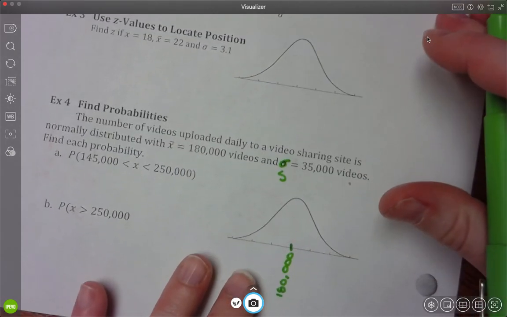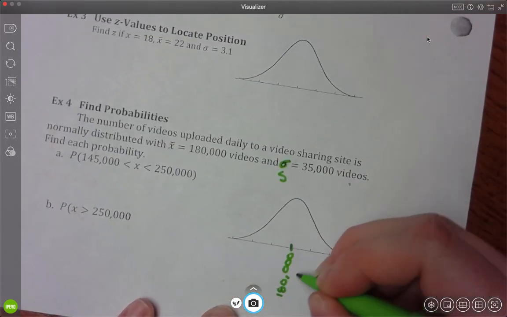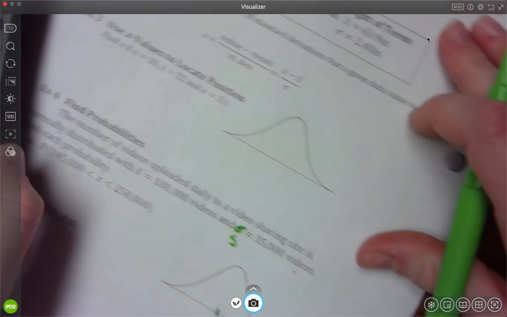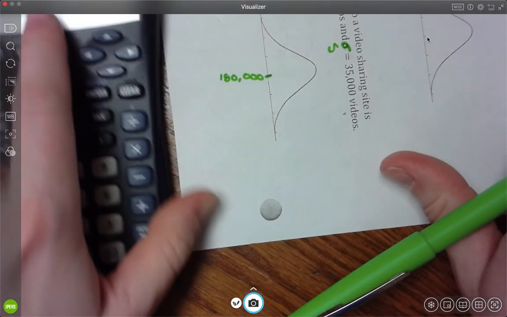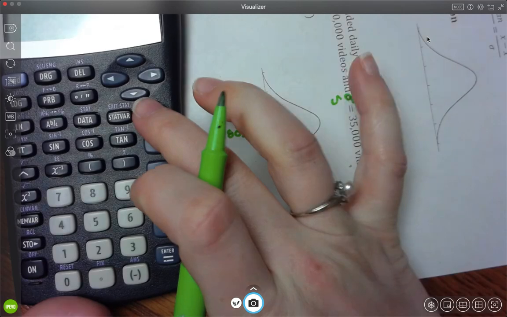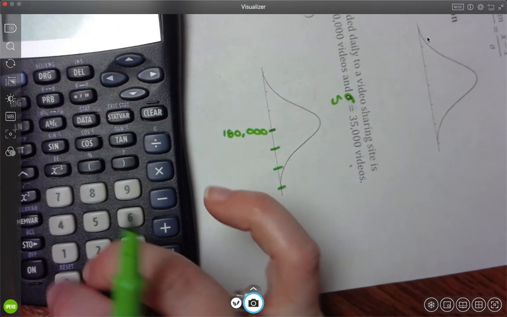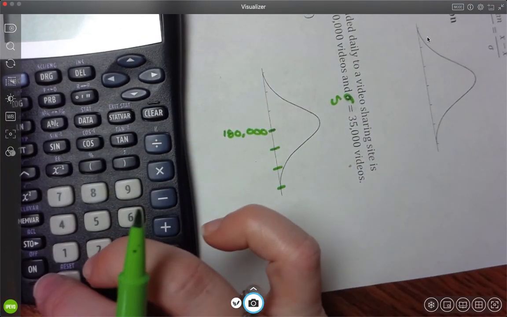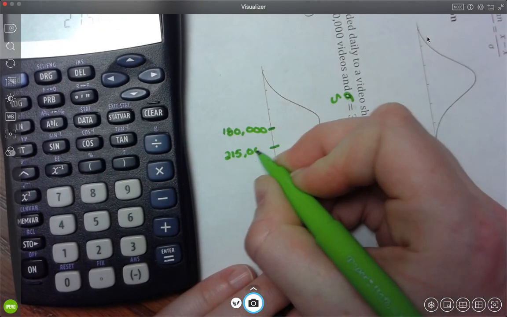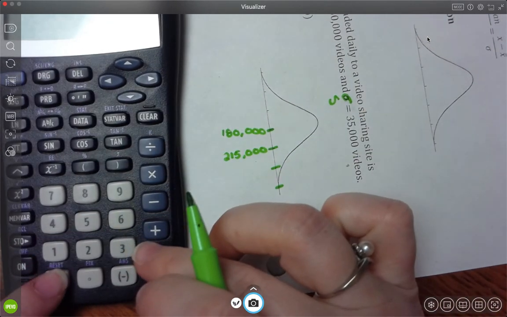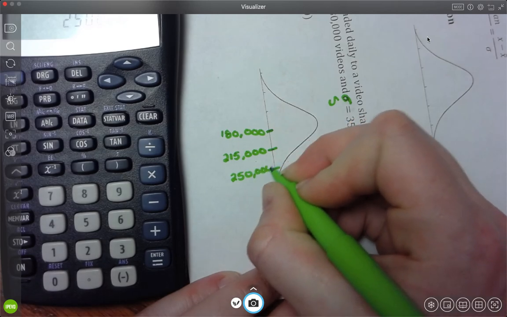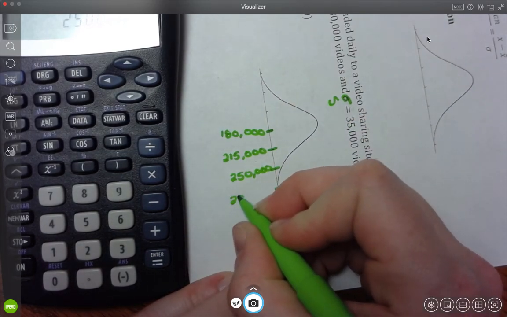So what I'm going to do is add 35,000 each time, and then I'm going to subtract the same way. So I'm going to turn this sideways here for a second, and I can get these numbers in here. So 180,000 plus 35,000, and I get 215. Add another 35, 250, and I guess I can do the next one in my head, 285.